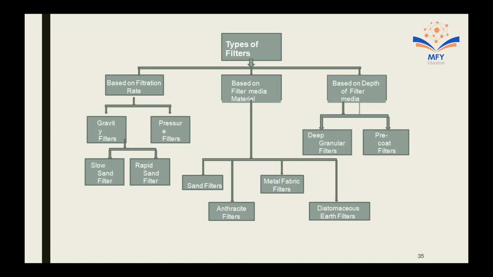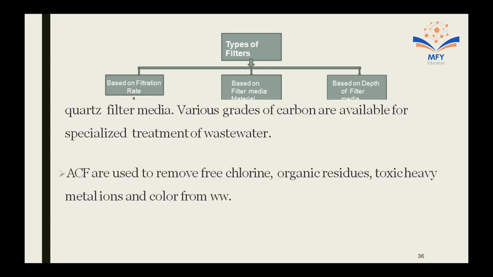The gravity filters and special filters, and gravity filters are further divided into slow sand filter and rapid sand filter, while those based on filter media are divided into categories: sand filters, metallic filters, diatomaceous earth filters, and anthracite filters, while based on depth of filter media into two categories: pre-coat filters and deep granular filters. Now we are going to move towards activated carbon filters.